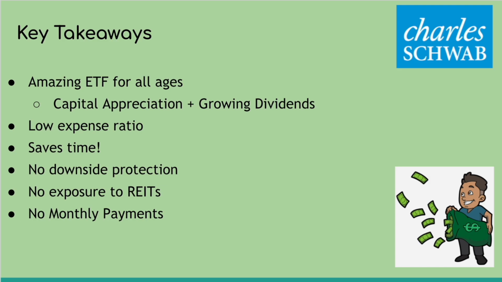Like all ETFs though, SCHD is not perfect. It doesn't provide any sort of downside protection, which might be important for some investors, especially if you need to pull out money quickly. It doesn't give any exposure to real estate, which often has some of the highest yields out there, and it doesn't give monthly dividend payments like most of these other income ETFs, so that cash flow is going to happen a lot slower. Now that's just my opinion.